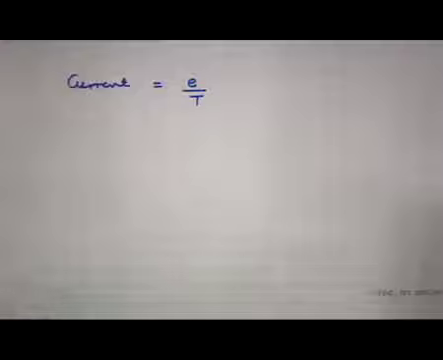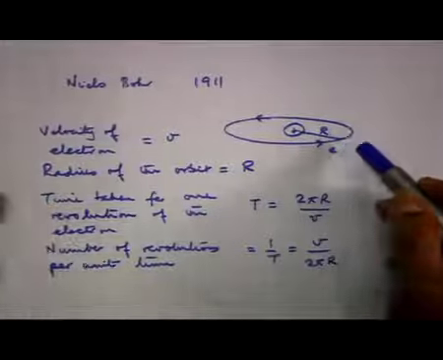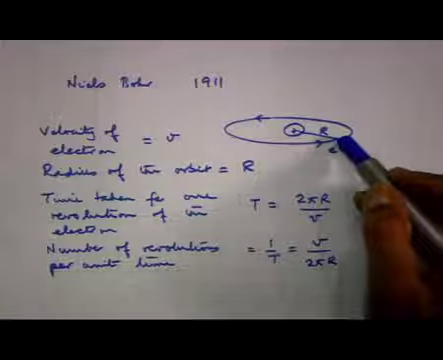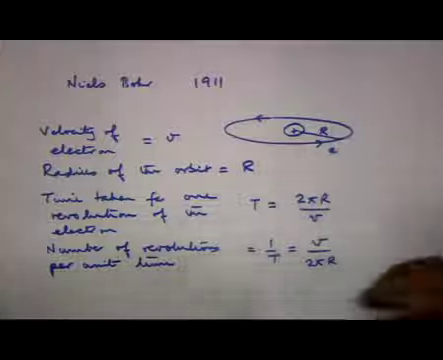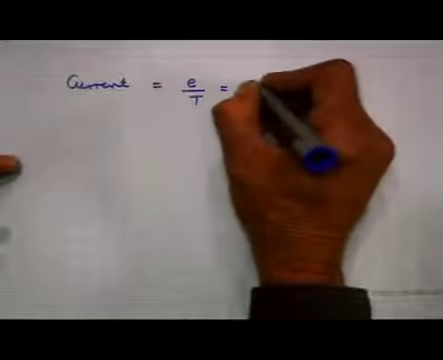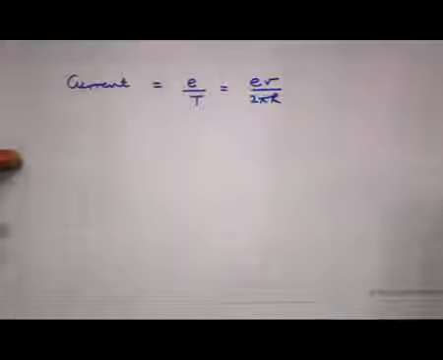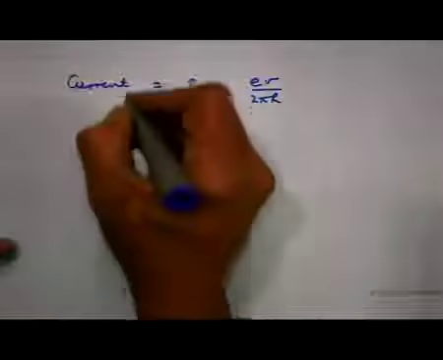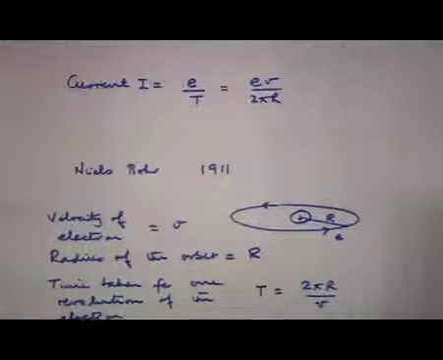So, the charge crosses any point on the circle 1 by t times per second. Each time the charge crosses, the charge crossing is E. So, the current is essentially the charge crossing per unit time, which is E by t. So, this is nothing but E V by 2 pi r. So, that is the current, let me call it I. So, this electron orbiting around the nucleus constitutes a current given by E V by 2 pi r.